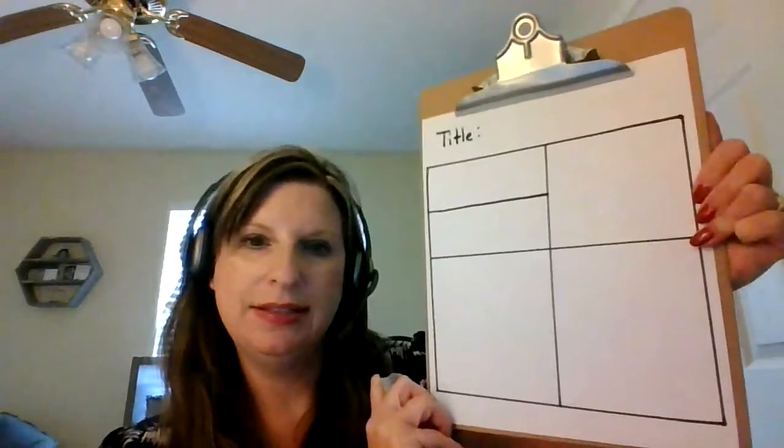You want to start by putting title at the top of your paper, because that's where you're going to write the title of the book that your teacher reads. And then I divide my paper into 4 great big squares. And once I have those 4 great big squares, the very first square I divide in half. So now I have 1, 2, 3, 4, 5 sections.